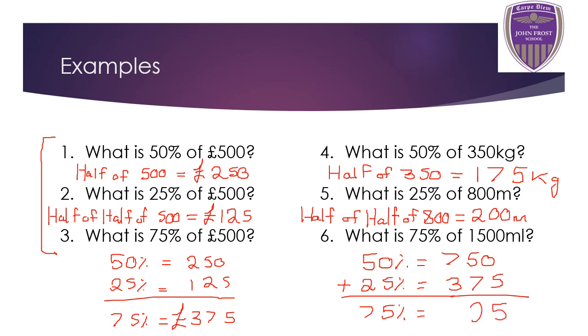Add them both up to get our 75%. 5 plus 7 is 12, so we need to carry the 1 there. 7 plus 3 plus 1 will be 11. I'll be lazy and carry the 1 just at the end there. And that was milliliters. So 75% of 1,500 milliliters is 1,125 milliliters.